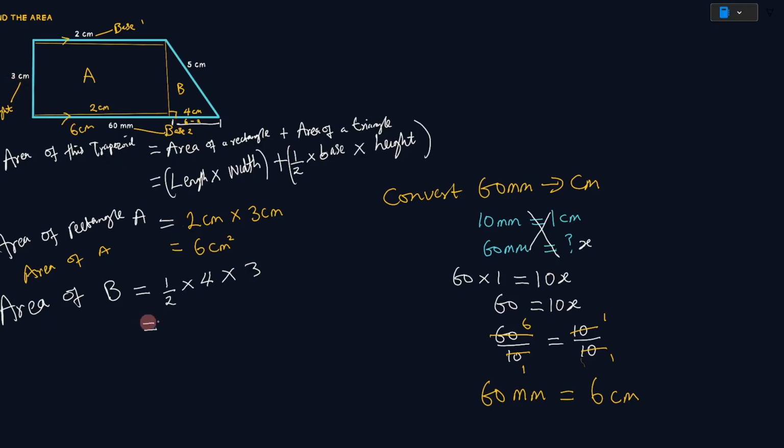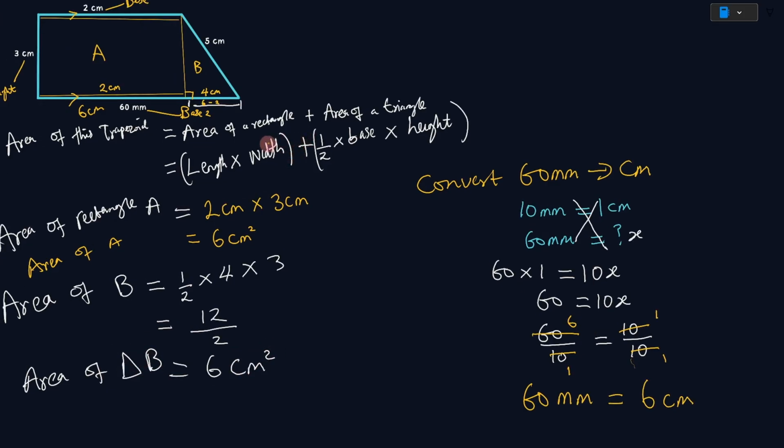The area of this triangle B will now be, since this is multiplication, any order does not matter, so we can start from the center. 4 multiplied by 3 is 12. 12 divided by 2 will give us 6. That means the area of triangle B will now be 6 centimeters squared.